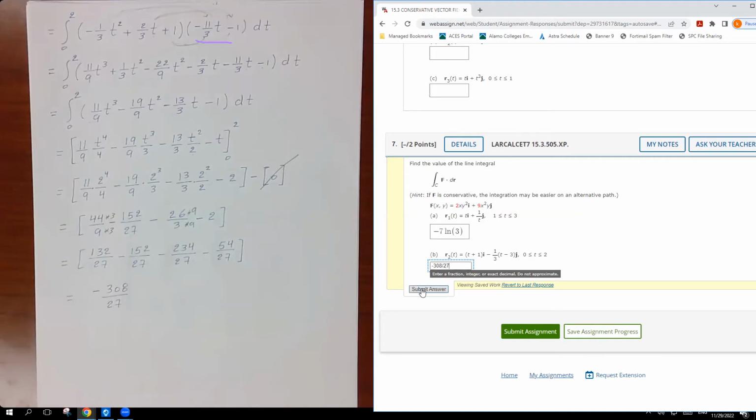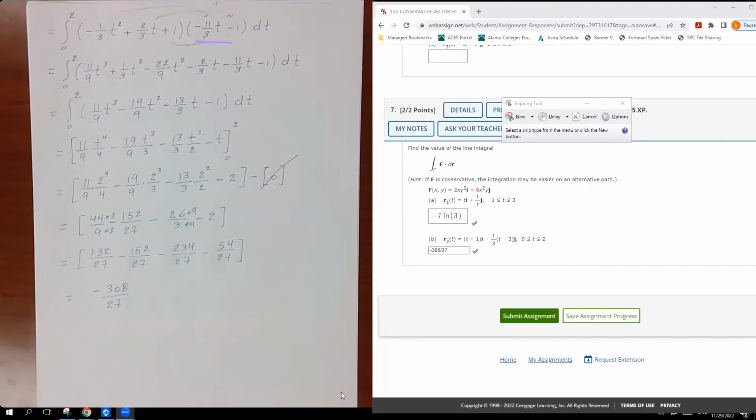That's it for number 7. So we got it right. That's it for section 15.3.